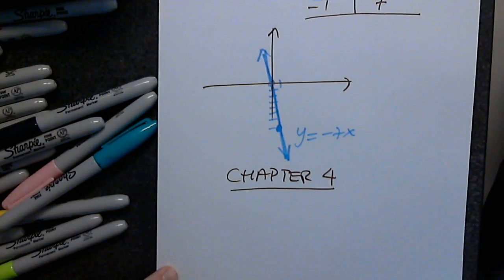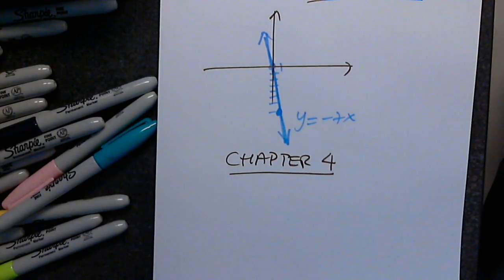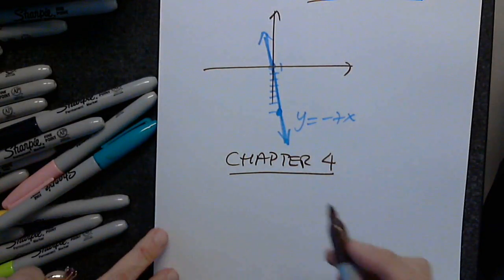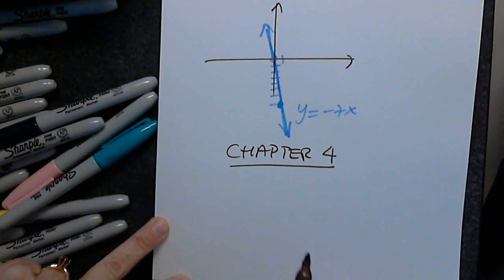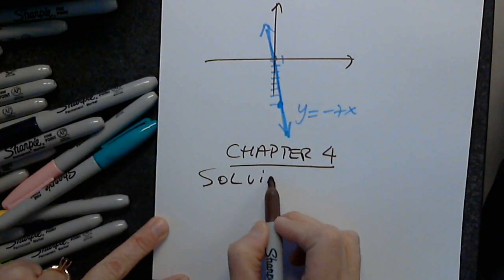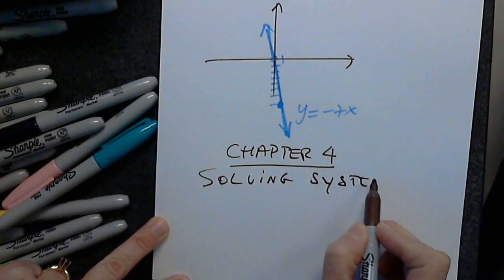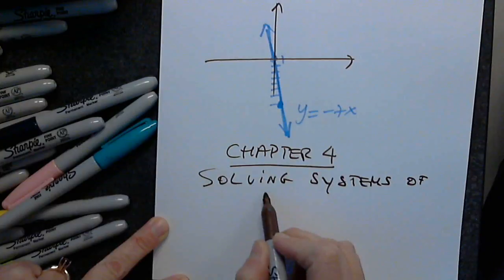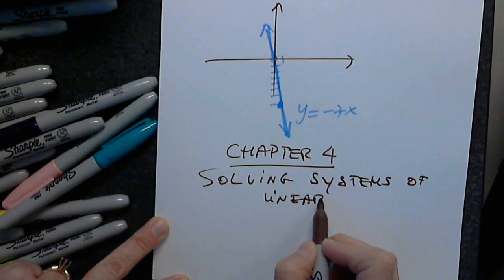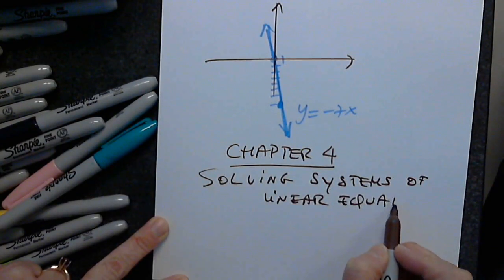Okay, chapter 4. Chapter 4 deals with, the whole title is Solving Systems of Linear Equations. What is a system? Solving systems of linear equations.